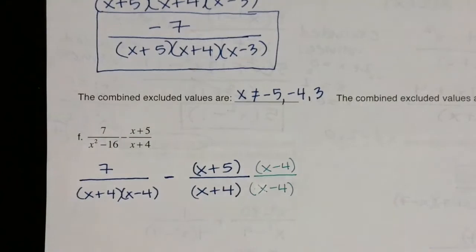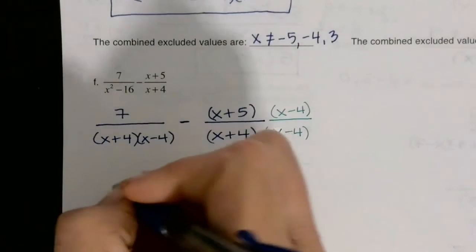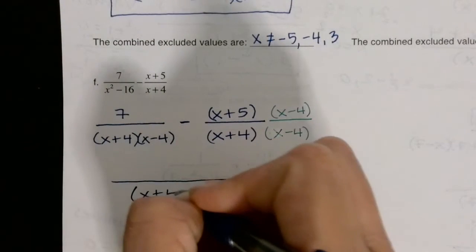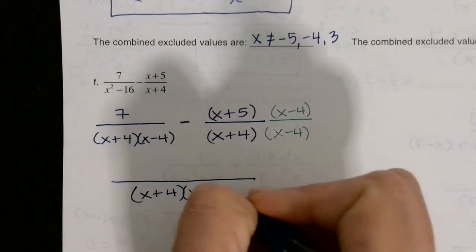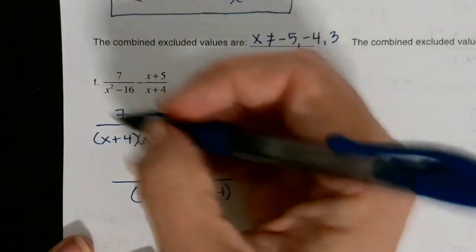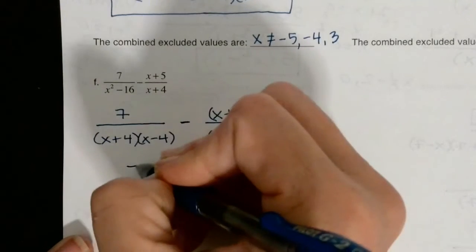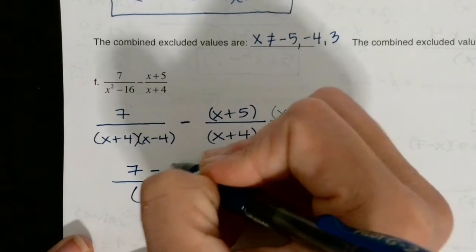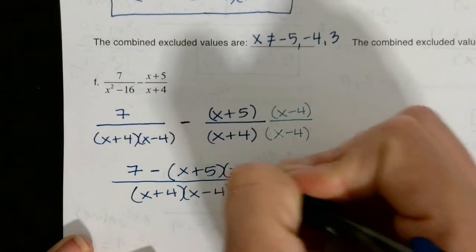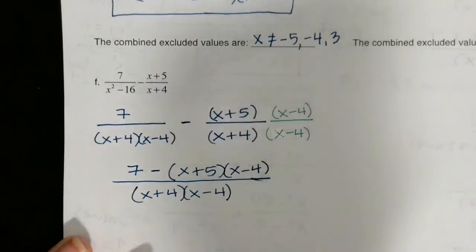Okay, so when you go to do this part and when you go to combine them, it's going to be best if you take it step by step. So this is x plus 4 times x minus 4. Because I have common denominators, I'm ready to take it to a single fraction. This 7 didn't get multiplied by anything, so it's going to go there. But I'm going to write this just like this, okay?